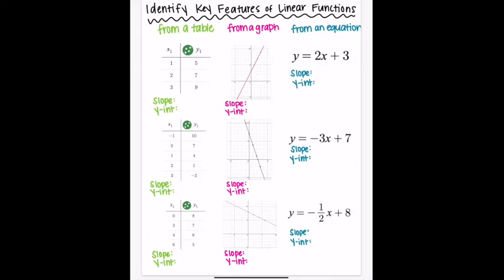We're going to start with looking at a table and how to find the slope and the y-intercept from a table. Now, from a table, finding the slope is the same thing as finding the rate of change. In other words, it's just your change in y over your change in x.